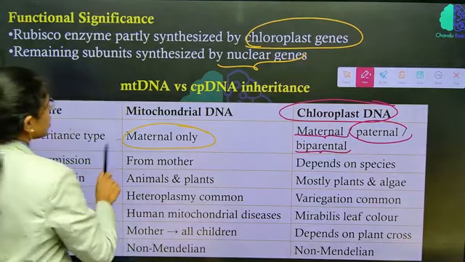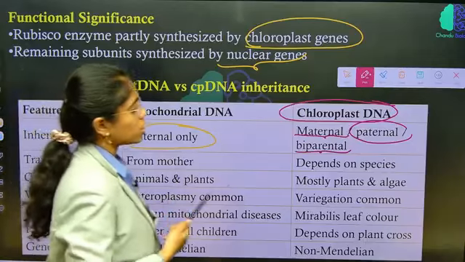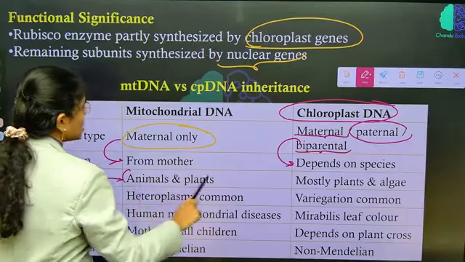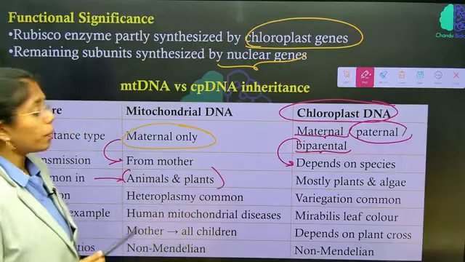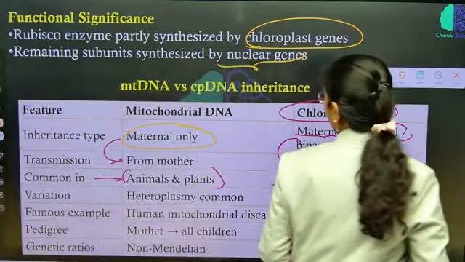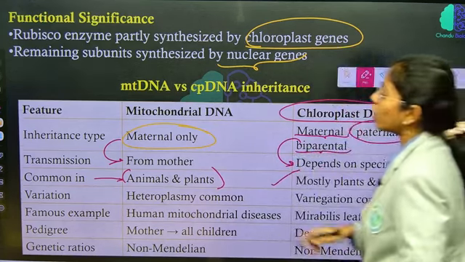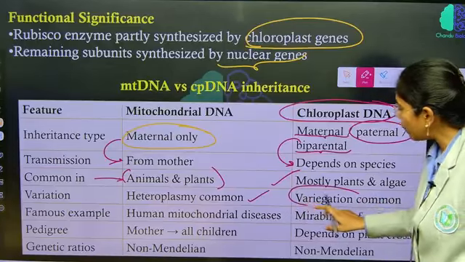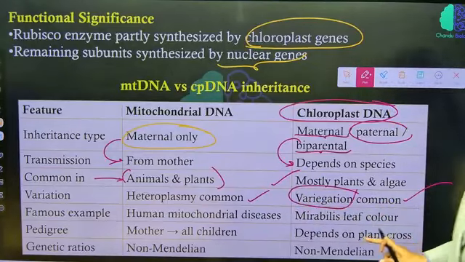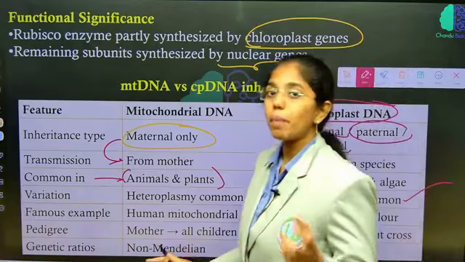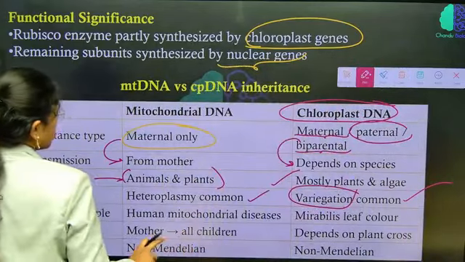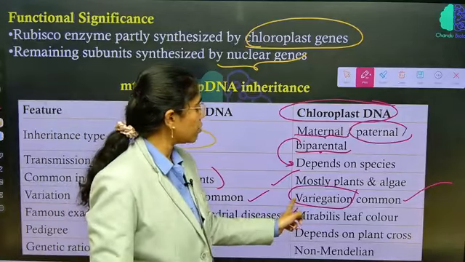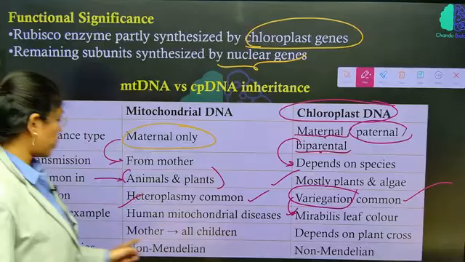Next, transmission is from the mother, and here transmission depends on the species. This is common in animals and in some plants. For chloroplast DNA, it is mostly plants or algae. Heteroplasmy is common in mitochondrial DNA inheritance. Variegation is common in chloroplast DNA inheritance, that is, giving non-green parts of the leaf. Next, a famous example here is human mitochondrial diseases. For chloroplast DNA, it is Mirabilis leaf color, which shows variegated leaf expression.